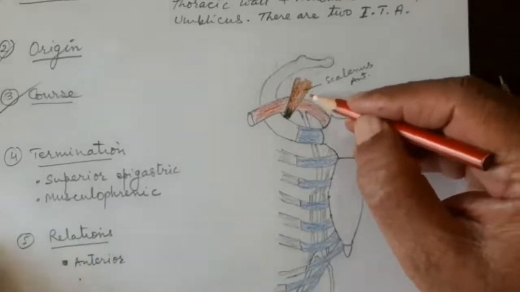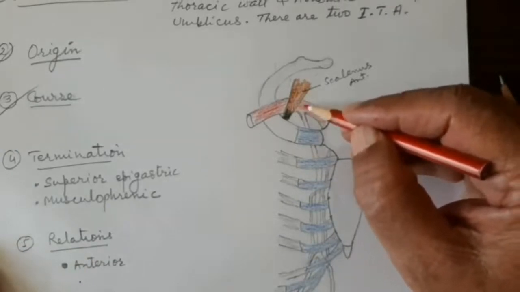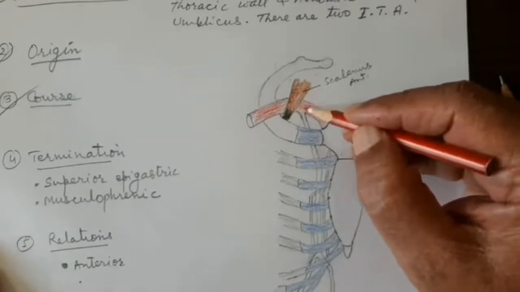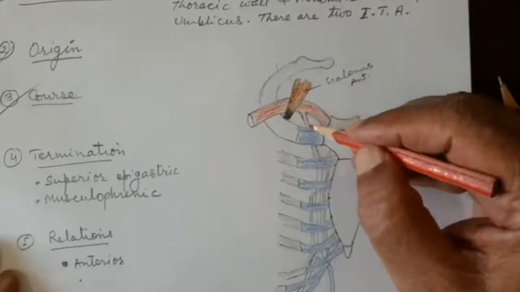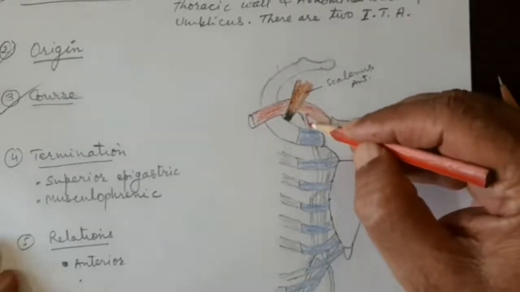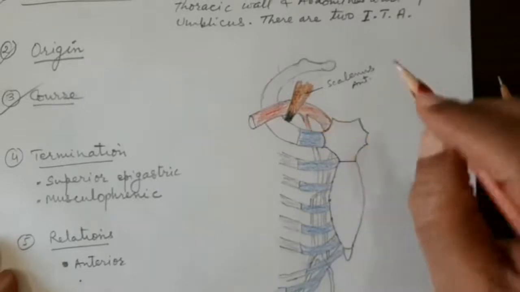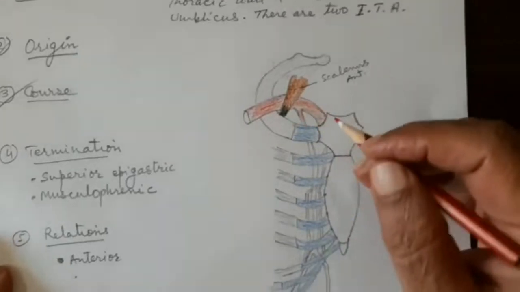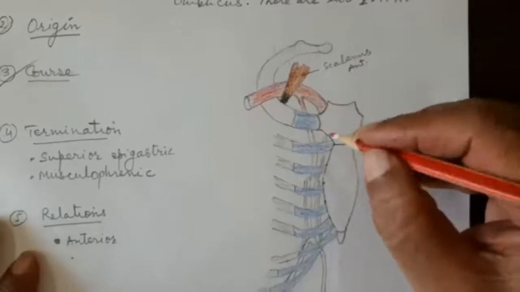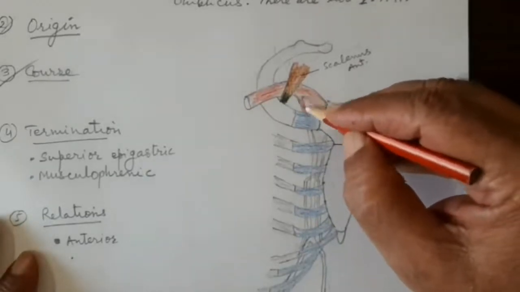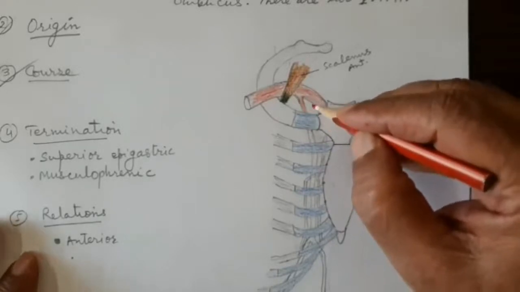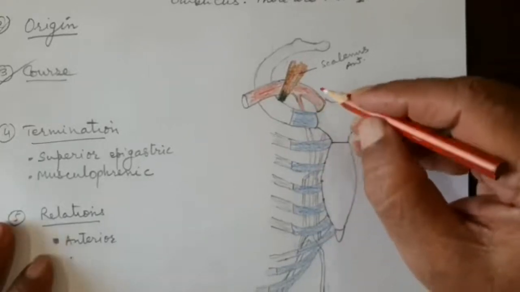That is the thyrocervical trunk. Another artery that takes origin from this area is the thyrocervical trunk. Now this artery will run downward here. If we see the course of this artery, it will run downward, forwards and medially.